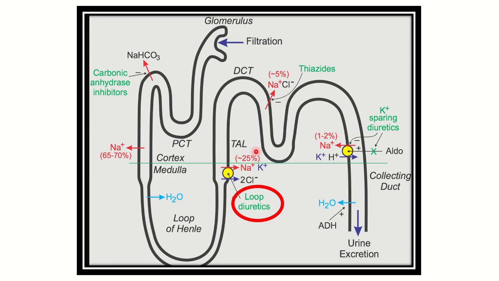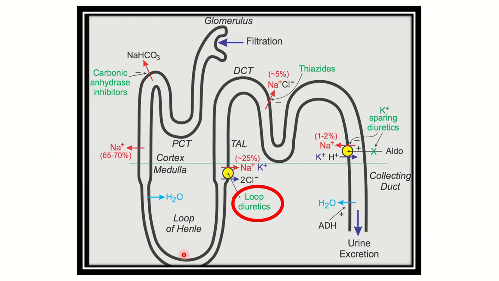So here we can see this is a nephron, showing the different parts. This is the glomerulus, then this is the proximal convoluted tubule, loop of Henle, distal convoluted tubule, and collecting ducts. So it is in short about the nephron. Now first of all, here we can see this is the proximal convoluted tubule, and in the proximal convoluted tubule the diuretic that works is the carbonic anhydrase inhibitor. So the carbonic anhydrase inhibitor works in this area, which is the proximal convoluted tubule.